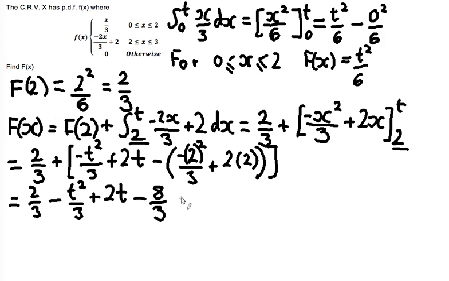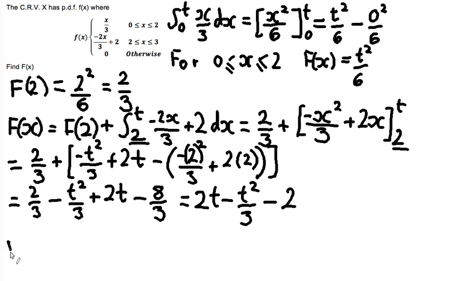And at this point we can just tidy things up. And so what I'm going to get is, I'll put the 2t at the front just so that I don't start with a negative. 2t. I'll take away the t squared over 3. And then of course just deal with this. 2/3, take away 8/3 is 6/3. So it just tidies up there at the very end to give us minus 2.